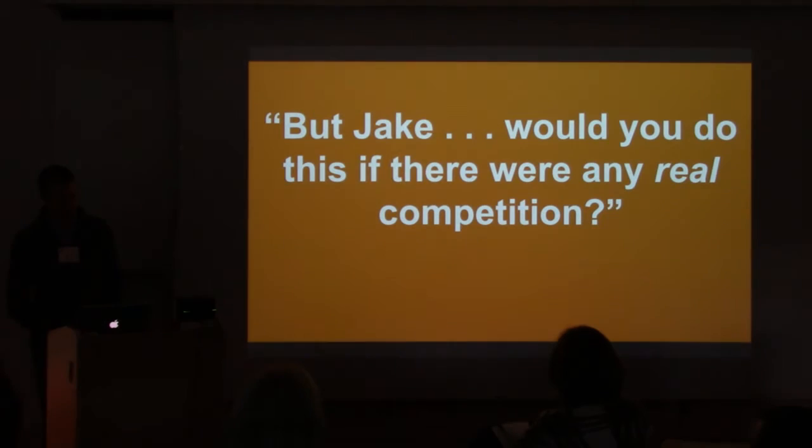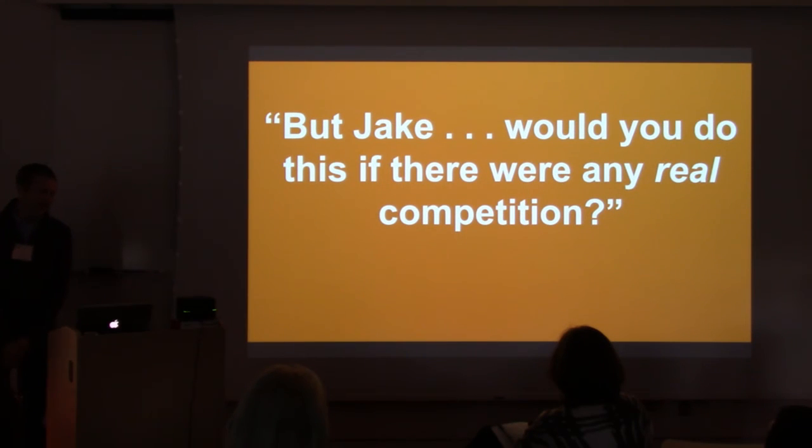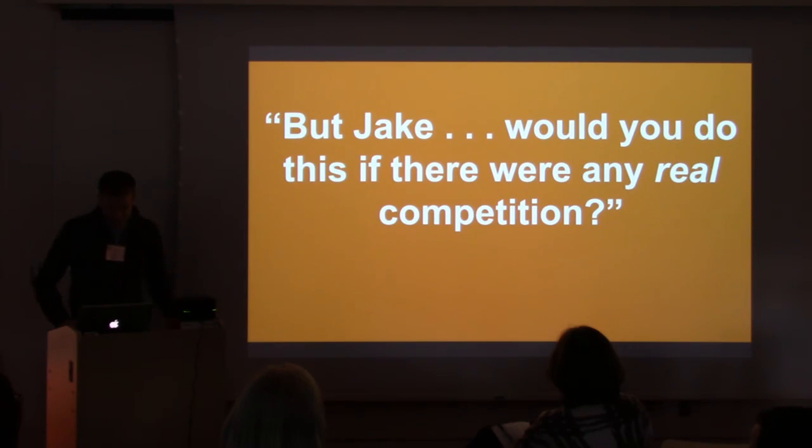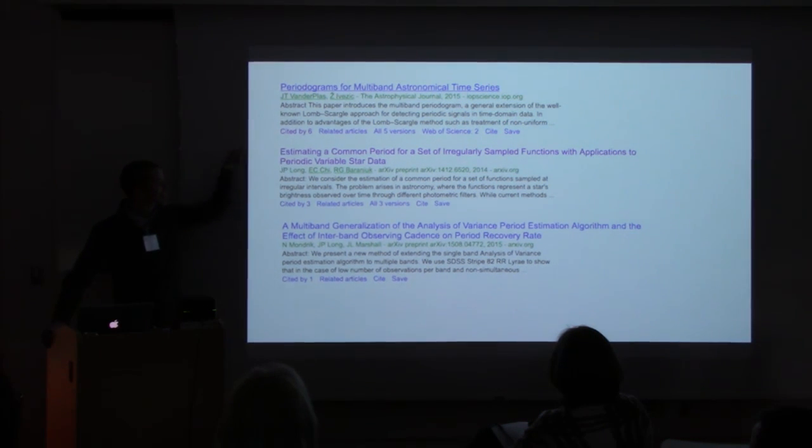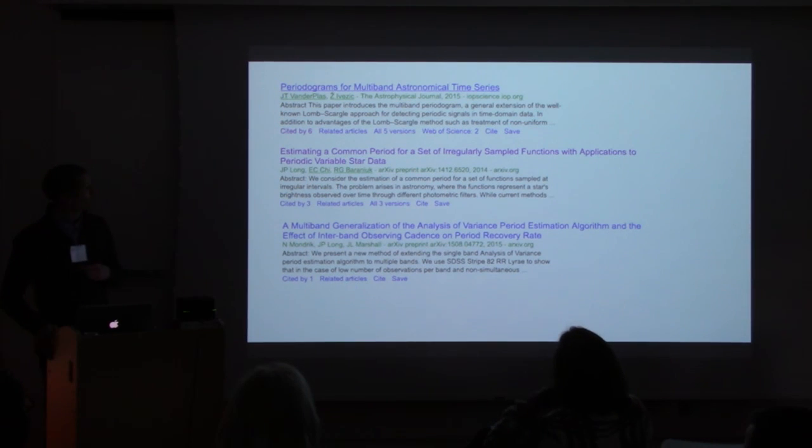So I don't think we need to worry about this, because when you put it on GitHub, your work is published. But then you say, but Jake, would you do this if there were any real competition? And I'm going to say, yeah, if you look this past summer, there were 3 papers, and it's uncanny. If you read all 3 of these, they basically are solving the same problem with slightly different methods, using the same test data set, the Sloan Stripe 82 RR Lyrae candidates. And they were all published within about 3 months. And I thought this was really, really interesting.